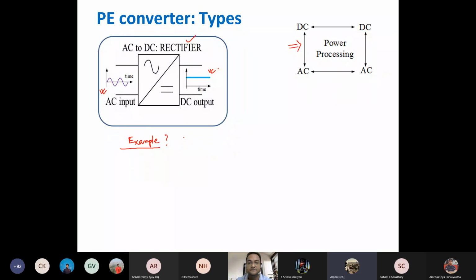Like in adapters of mobile chargers. Yeah, mobile charger. Extended. Very good. Anything else? So mobile, laptop also, right? Same thing. Okay. Anything else? Electric vehicles, sir. Electric vehicle, which part? Where?